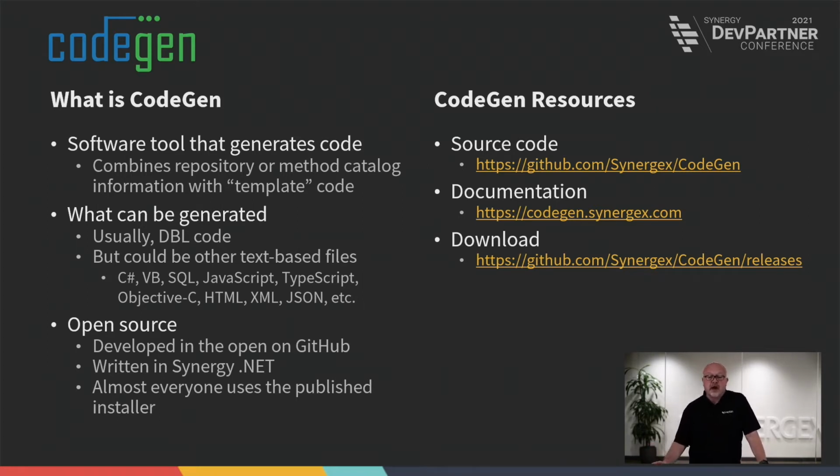So we'll be spending time looking at what templates are. Before we get going, let's just talk very briefly about what CodeGen is and what it actually does. It's a software tool that we wrote. It's written in Synergy.NET. And the intention of CodeGen is it's a tool that you can use to generate code, as its name suggests. But code really is a very broad term. It can basically be anything that's kind of text-based.